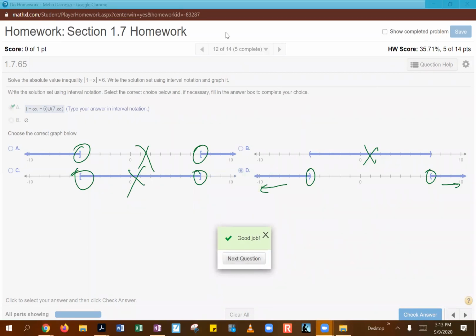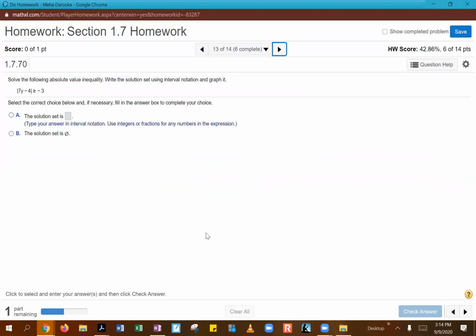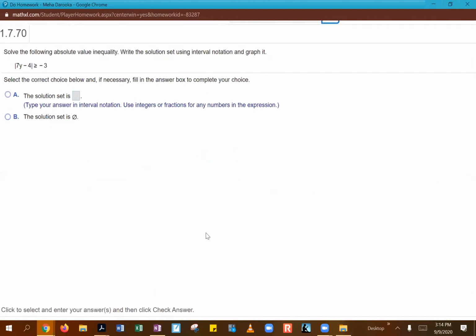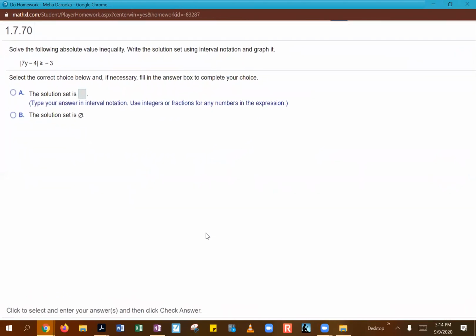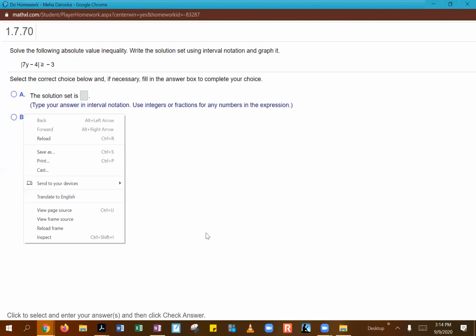So just make sure you are comfortable working with the absolute value inequalities where you have the less than and the greater than symbol with them. Now, these last two examples are what I call the special case of these absolute value inequalities, because you will see they have a negative number on the right-hand side.